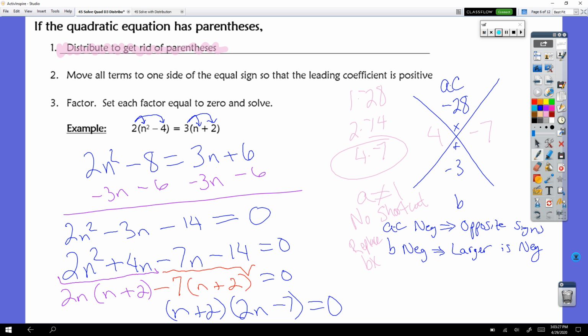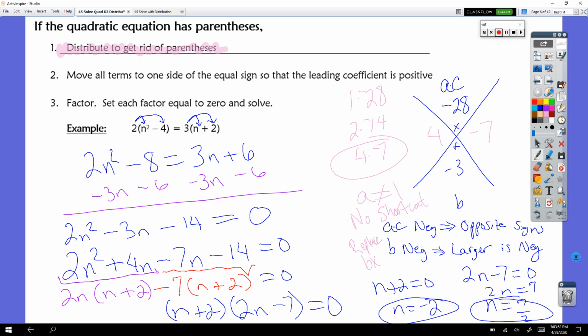Now that I've done my factoring, I'm going to set each factor equal to 0 and solve. So I'm going to take the n plus 2, set it equal to 0, and solve. I'm going to take the 2n minus 7, set it equal to 0, and solve. And what I'm thinking right here is I'm going to move over the 7 by adding 7 and then divide by 2. So I get n is equal to negative 2, or n is equal to 7 over 2. That circle wasn't beautiful. So that's our concept of what's going on.